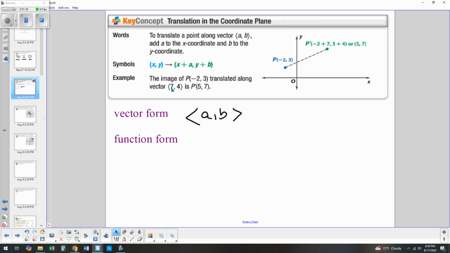So the example that they give here, the vector <7, 4>, means I'd be moving 7 in the positive direction for x and 4 in the positive direction for y. Function form is written more like a rule, and we're going to have a lot of rules that we learn in this section, where they're saying if you started with a point (x, y), you're going to do (x + a, y + b). If there were negative values that you're translating, you would just have minus here instead. But these are our two forms that we're going to be using.